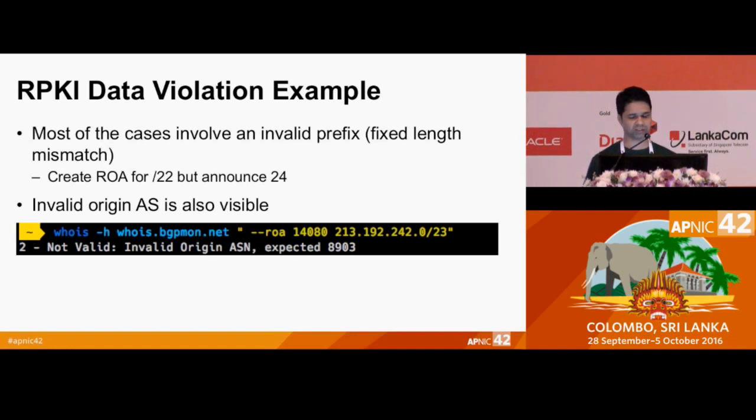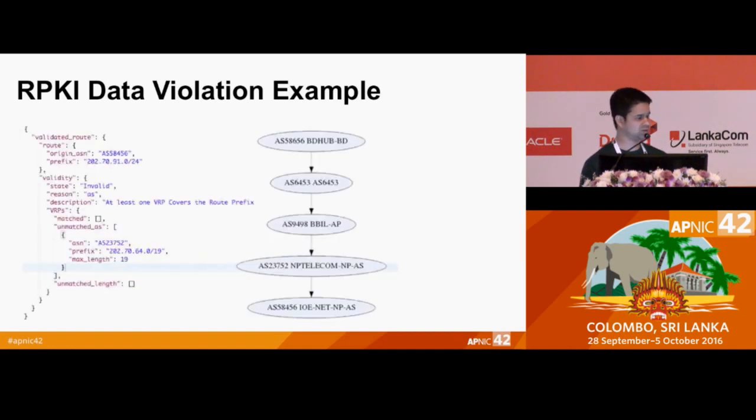8309, but you are announcing it from some other AS number. One example is from Nepal. This prefix, 202.70.64.0/19, is owned by Nepal Telecom. They created a ROA for it, but one of the /24s from this /19, 202.70.91.0, is announced by AS 58456.